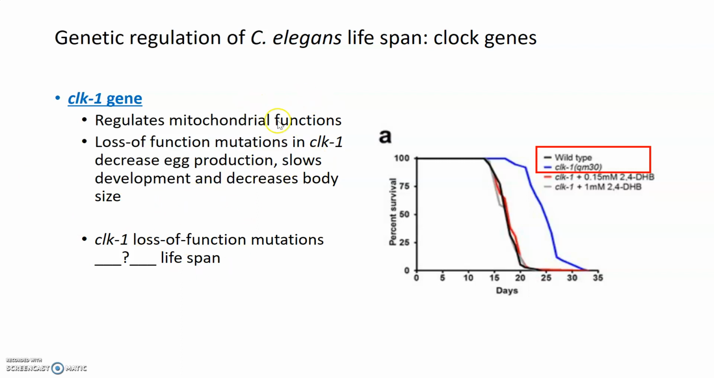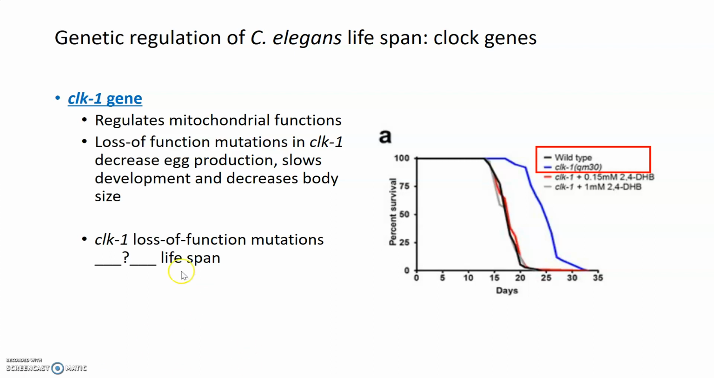Additionally, one of the mitochondrial functions that clk-1 or the clk genes regulate is the electron transport chain. And so it's possible that this lifespan extension is also mediated through a decrease in the electron transport chain and a decrease in the production of what are known as free radicals as a result. And when we talk a little bit about cellular aging, we'll talk about how free radicals can harm cells and are thought to contribute to premature aging.